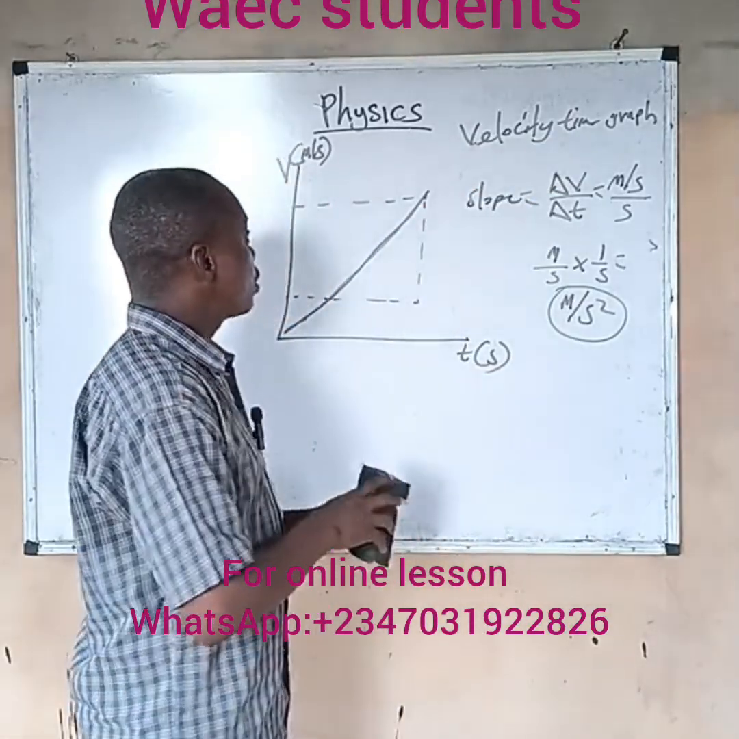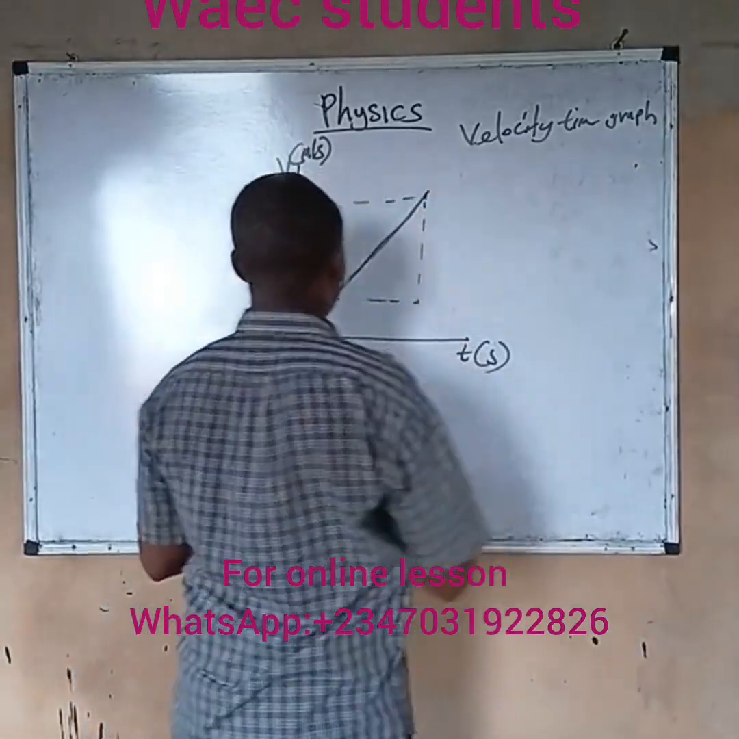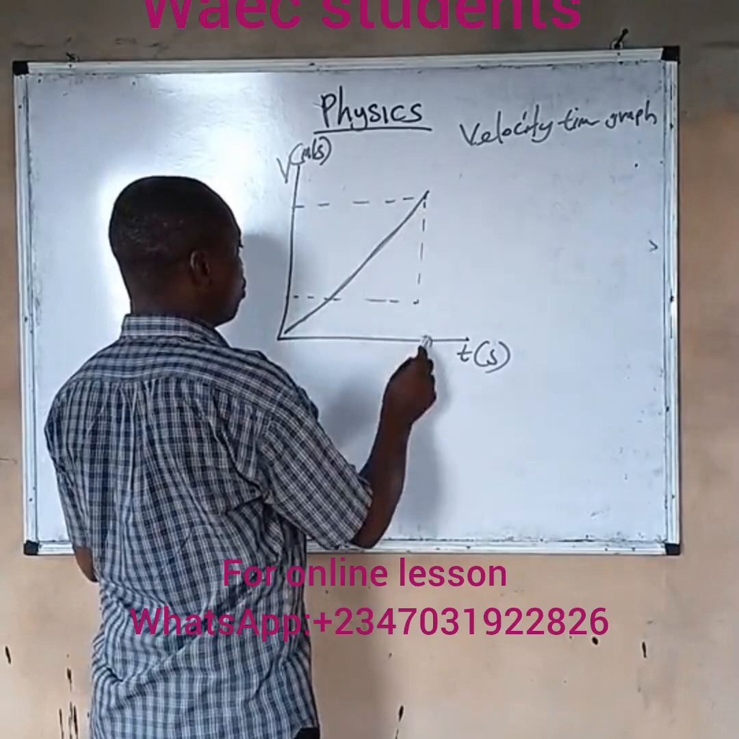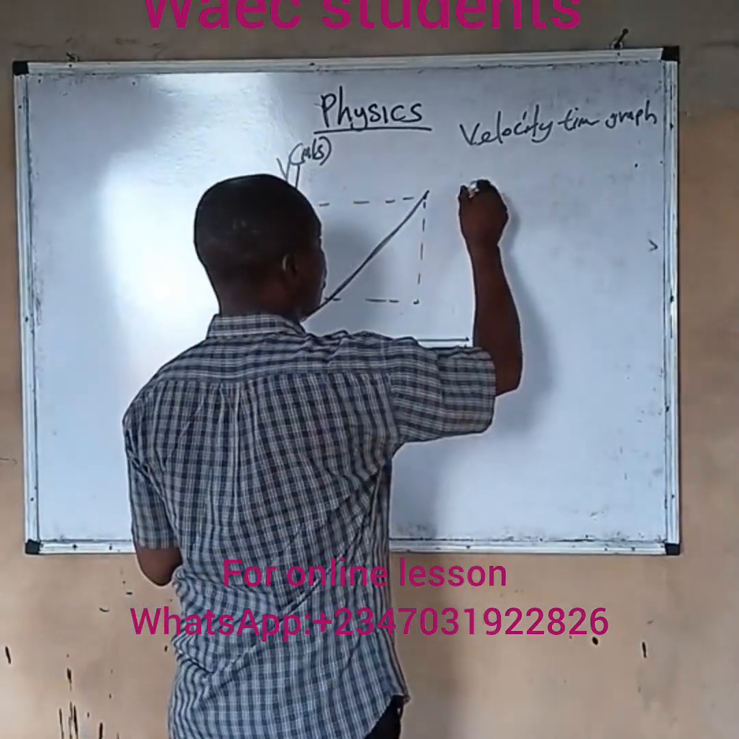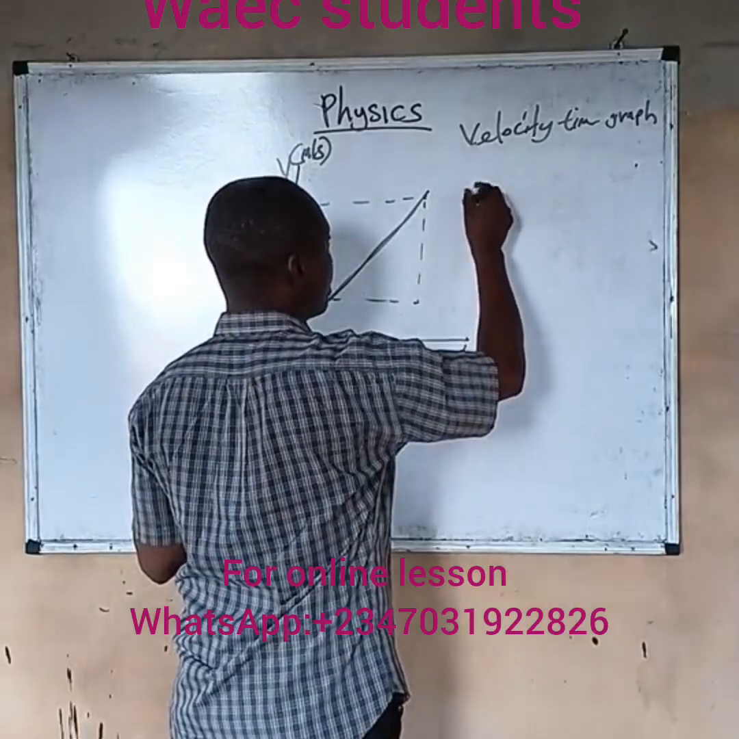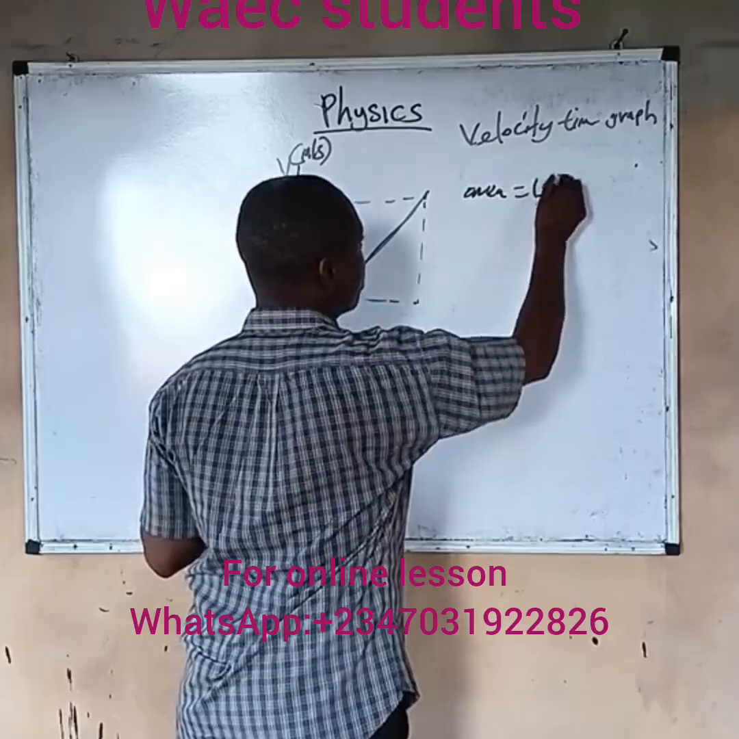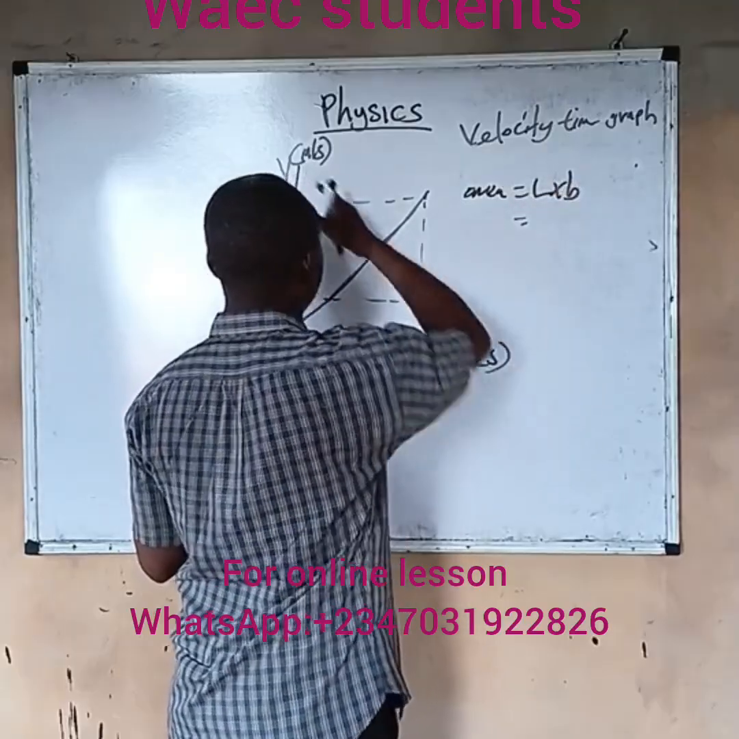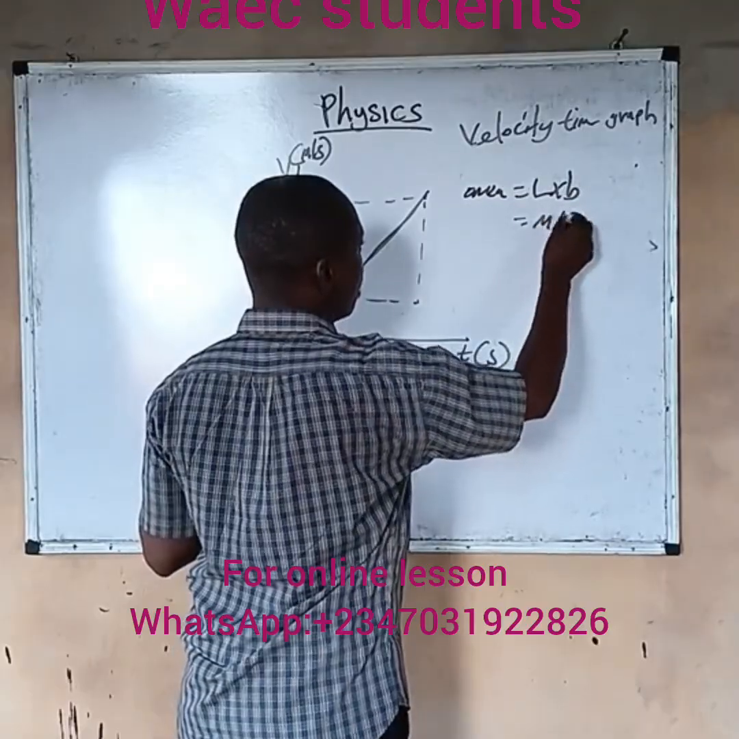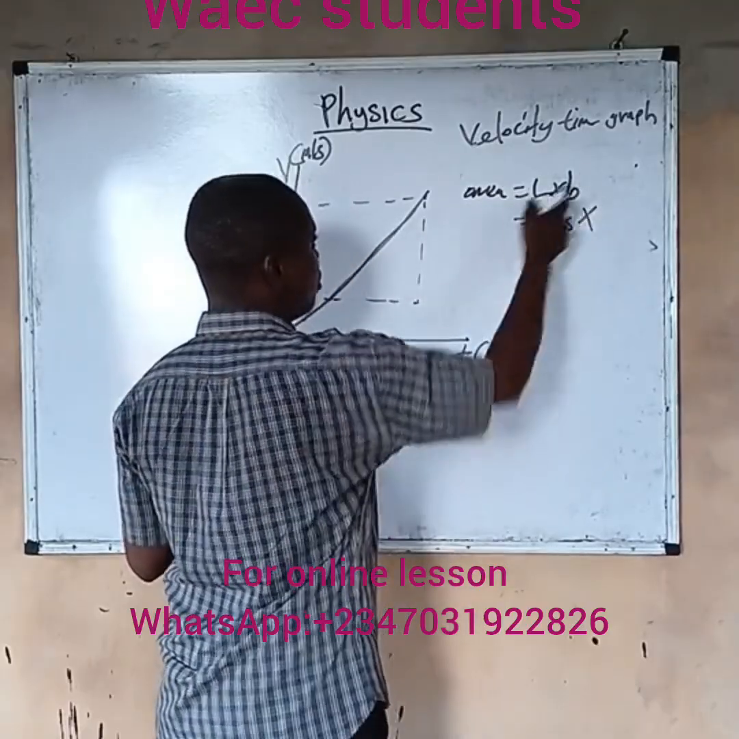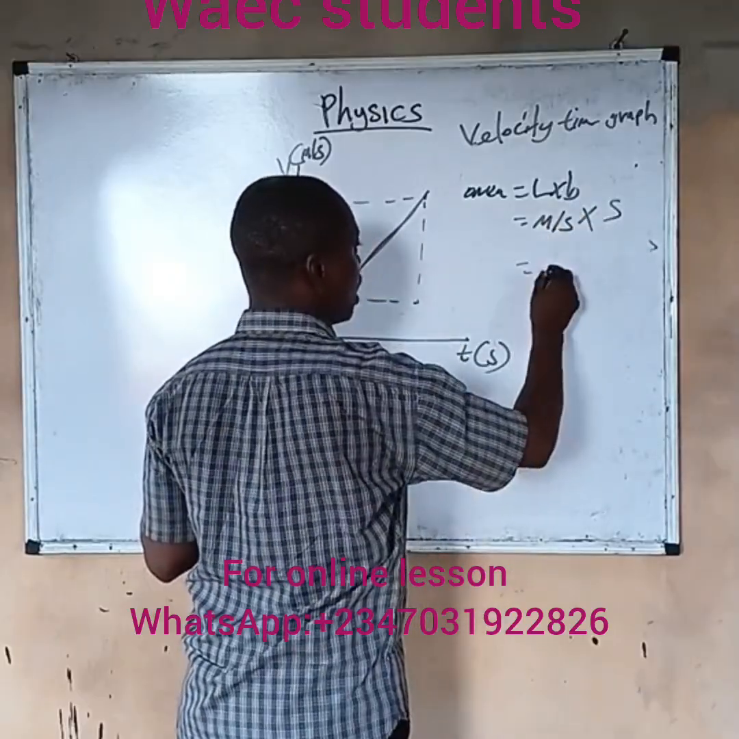Okay, now let us look at the area. This time around, the area is still the shape of a rectangle. Area of a rectangle is length times breadth, and the length is meter per second, times the breadth, which is the unit of time, which is second. So second will cancel second, you now have meter.